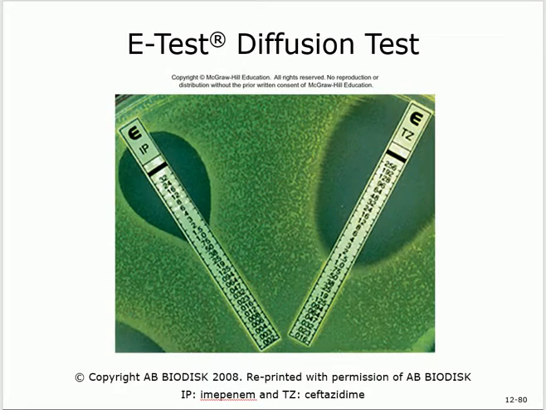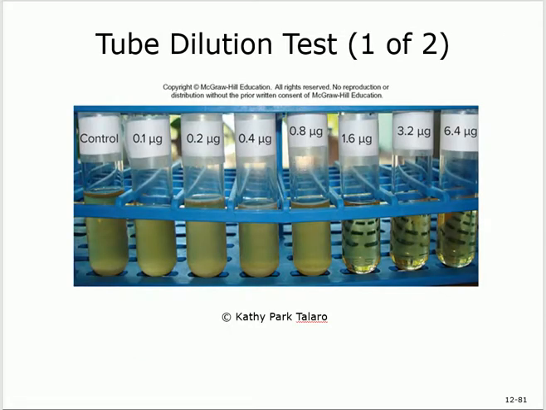E-test is more of a diffusion test. It's very close to the same thing. You're using different types of antibiotics like imipenem and ceftazidime. Ceftazidime is one of the cephalosporins. Irrespective, this is not the issue. The issue is how much diffusion are you going to do? Okay, if you're diffusing more, it means it's less effective.